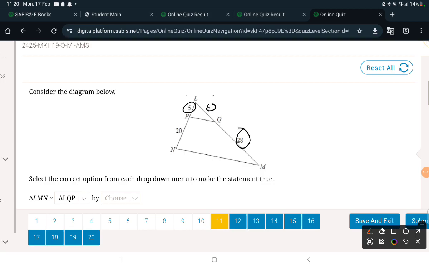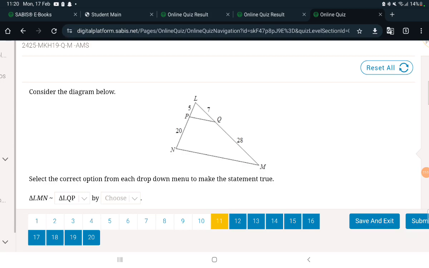28 plus 7, which is 35, and 20 plus 5, which is 25, for the other triangle. You're only given the value of two sides. If they were similar by SSS, then this would have a value, maybe 37, whatever it is, and this would have maybe 9. If it was like that, then they'd be similar by SSS.